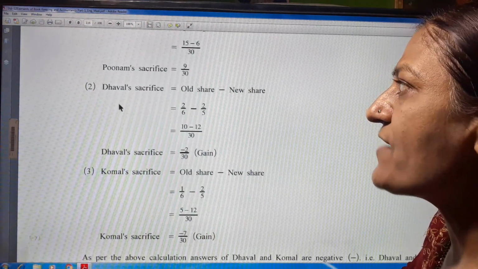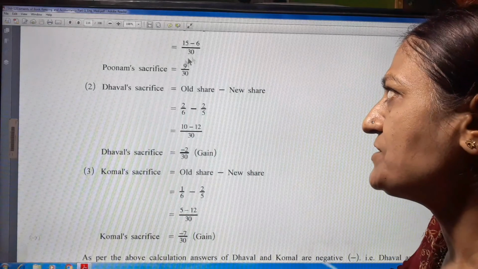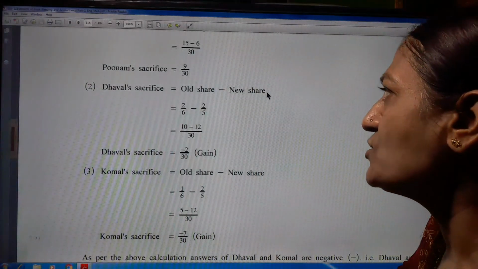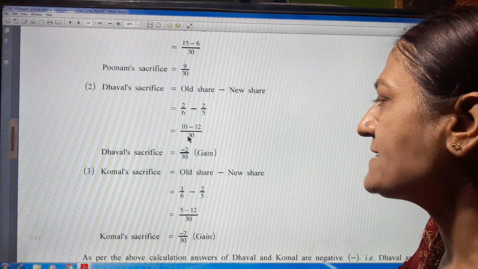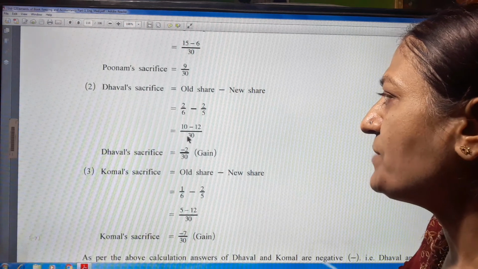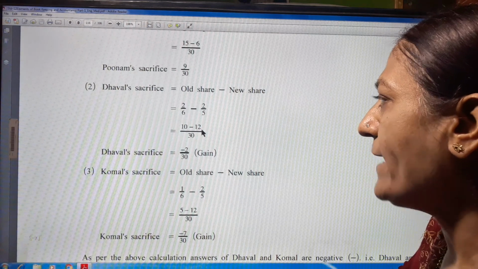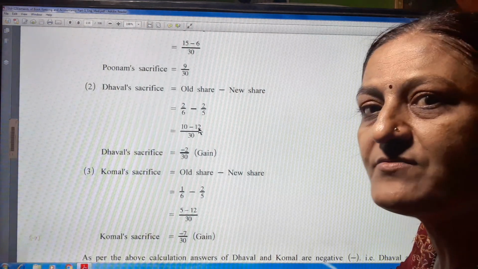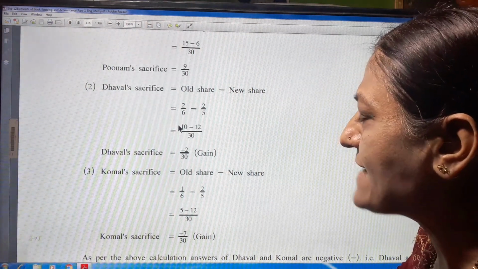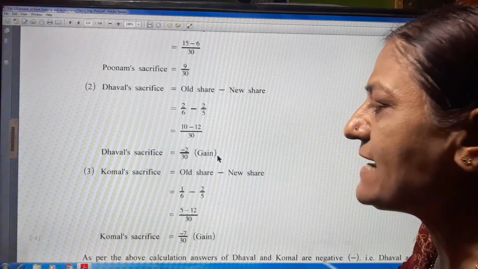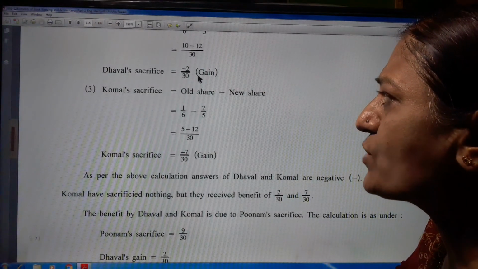Now Dhaval's sacrifice, we keep the same formula. Old share minus new share: 2 upon 6 minus 2 upon 5. Here also 6 5s are 30, the LCM, so we keep 30 in the denominator. Cross multiplication: 2 5s are 10 and 6 2s are 12. 10 minus 12 gives a negative sign, minus 2, because 10 minus 12 is not possible, it is 12 minus 10. So minus 2 upon 30 means gain is there for Dhaval. Now for the third partner, here the minus sign is there, so gain is there.